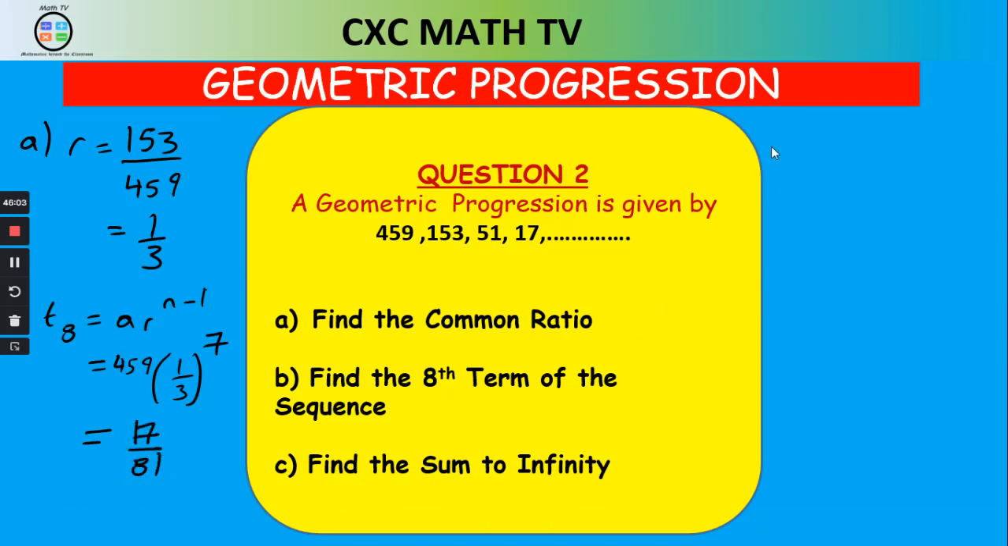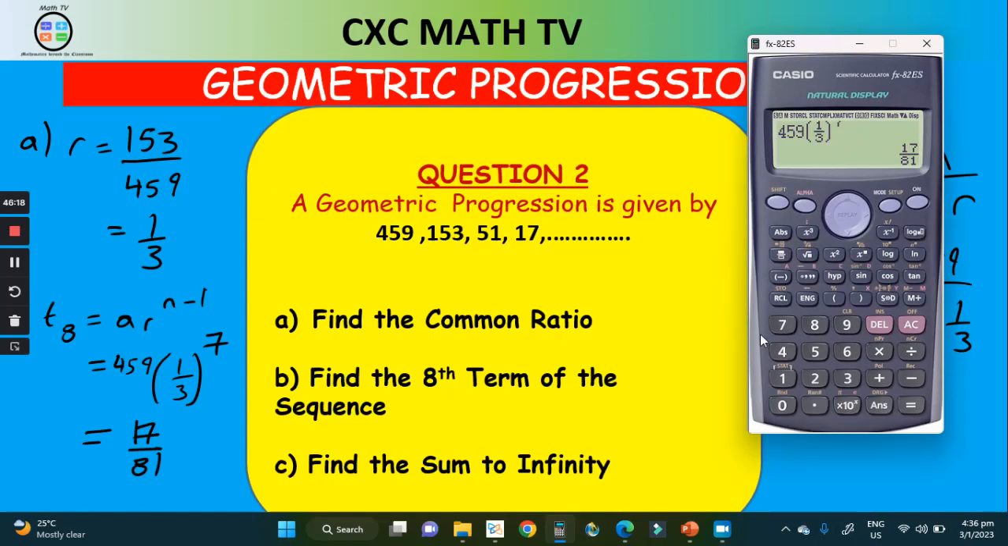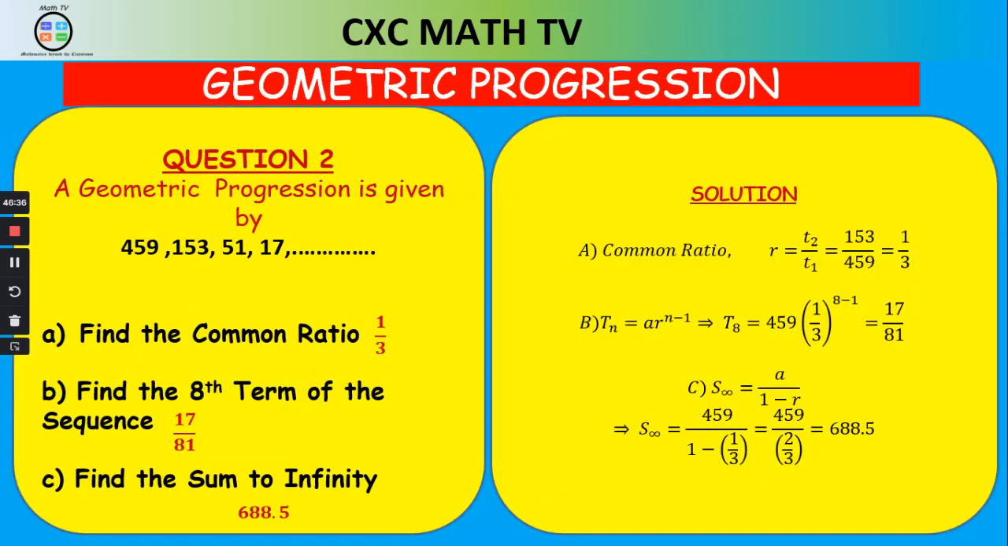Find the sum to infinity. Sum to infinity, since it converges, is a over 1 minus r. So a is 459 over 1 minus 1 over 3. And you put that in the calculator. 459 over 1 minus 1 over 3, and you get 688.5. Easy. In that case, just to show you the answers, there we go.